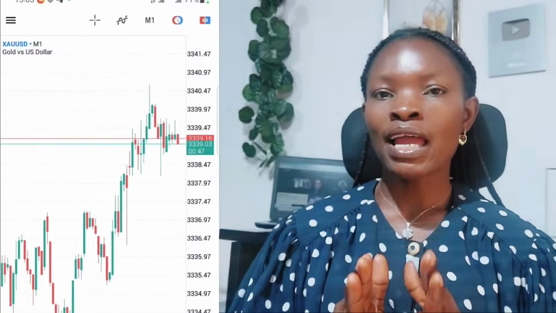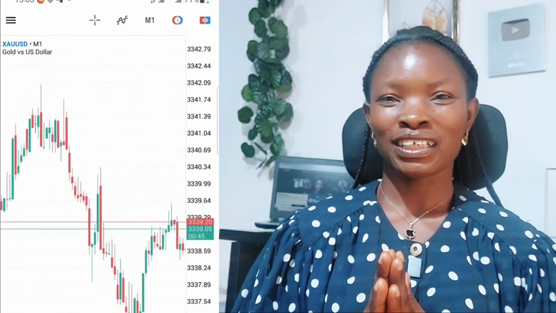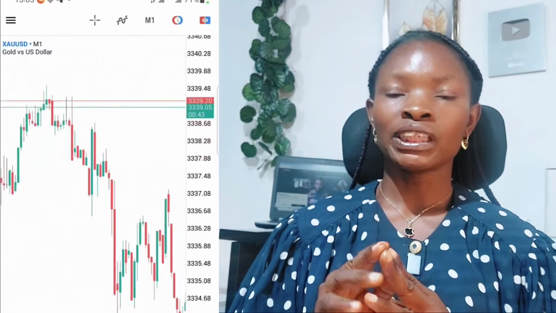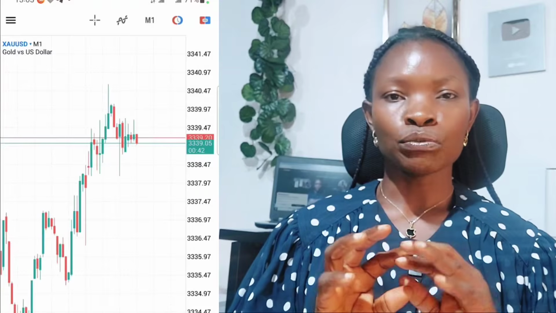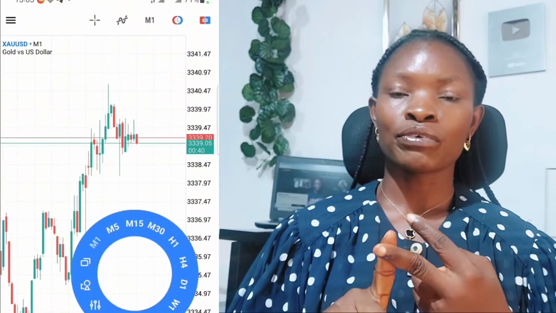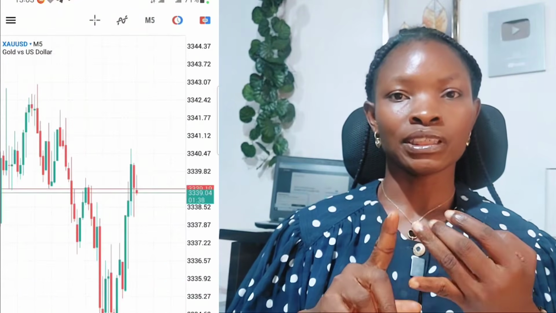For the M1 time frame, just in case you don't know how to see the time frame, when you open the chart, tap your screen and you will see M1, M5. M1 represents 1 minute, M5 represents 5 minutes, M15 represents 15 minutes, and so on and so forth. So this is how to use the 1 minute time frame.